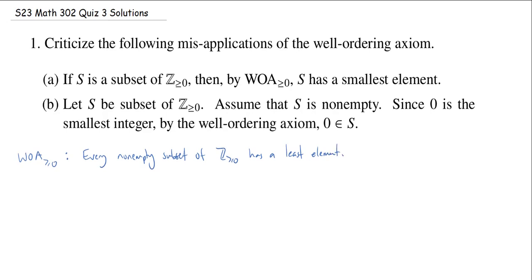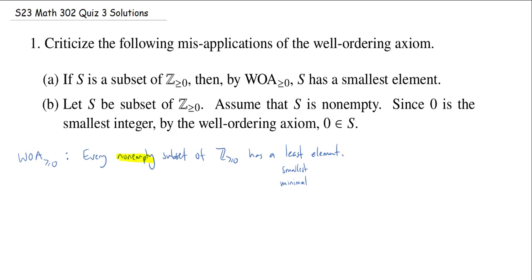All right, so let's take a look at these two statements and see if they violate the well-ordering axiom. So the first one: if S is a subset of the non-negative integers, then by the well-ordering axiom, S has a smallest element. Okay, they used the word smallest. Remember, this was another word we could use, smallest element. We even said a minimal element. That was fine too.